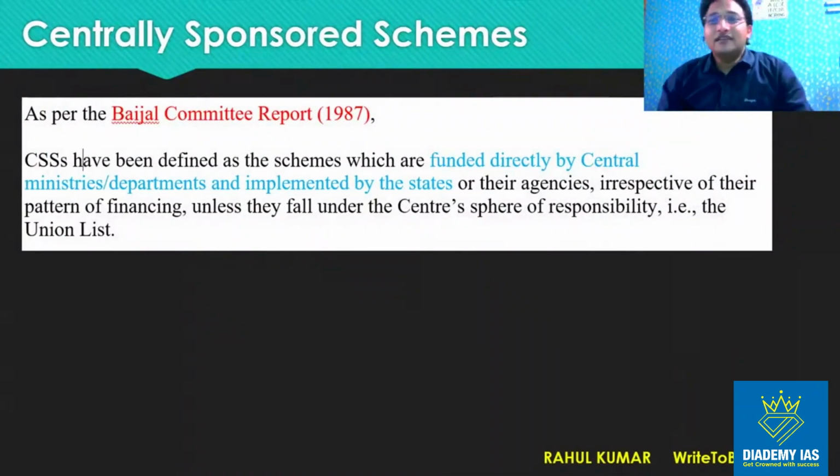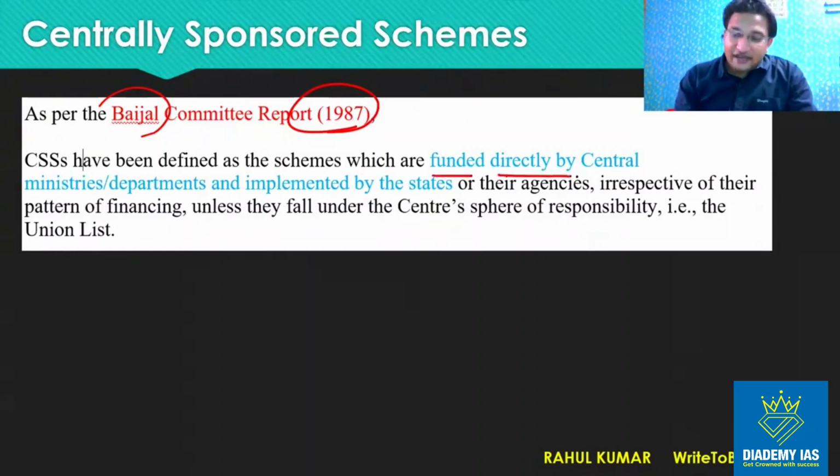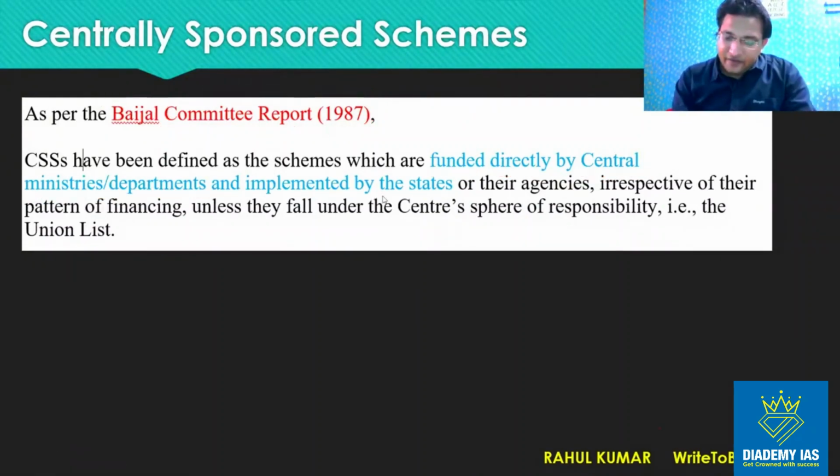Now, what is the meaning of a centrally sponsored scheme? As per the Basel Committee report of 1987, these are the schemes which are funded directly by the central ministries or departments and implemented by the states.